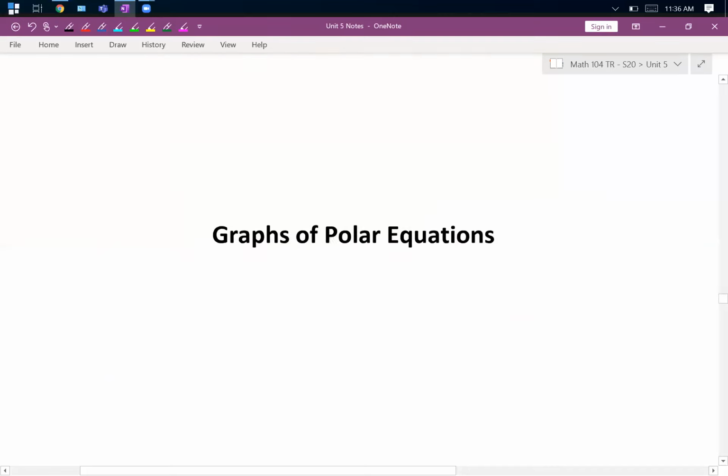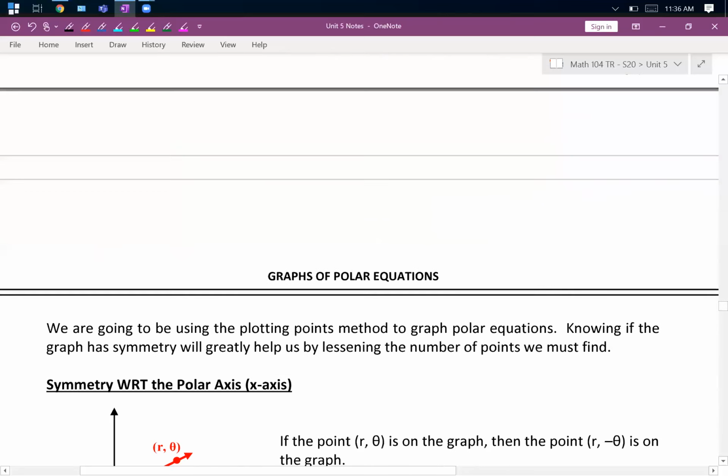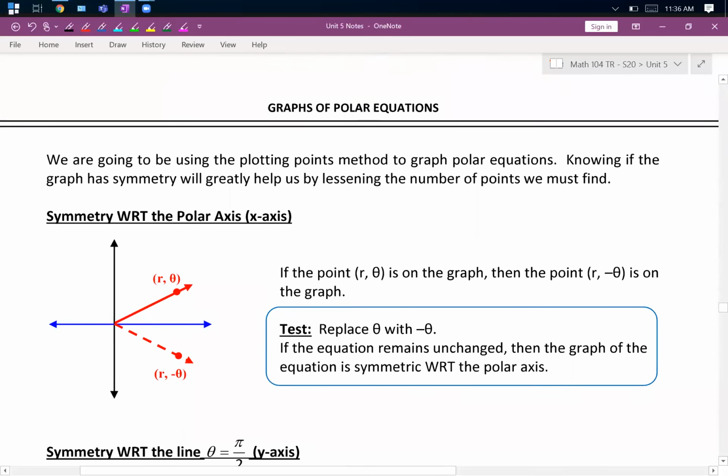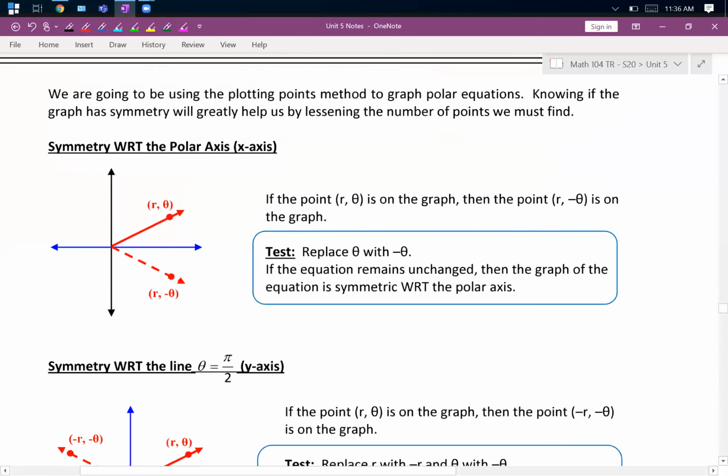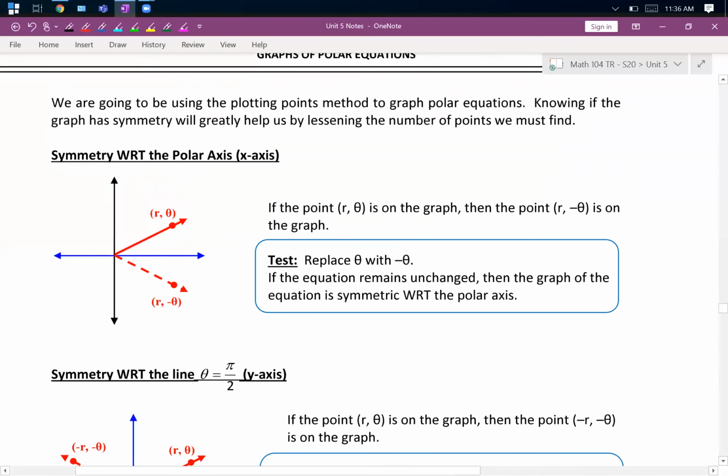In the next section, we're going to be graphing polar equations. Before we start graphing these equations, we want to talk about symmetry. Now, we talked about symmetry with respect to the x-axis, y-axis, and origin in college algebra. This is similar but different. It's still that same idea.